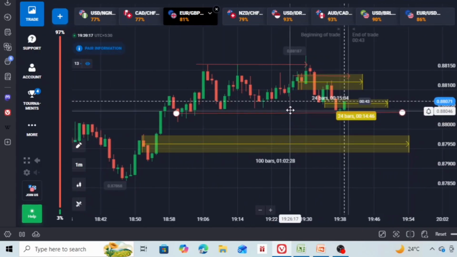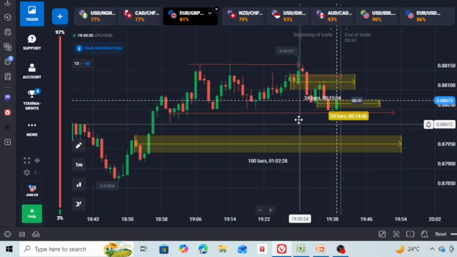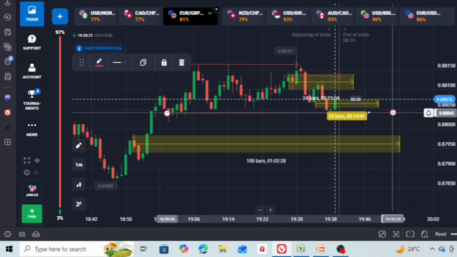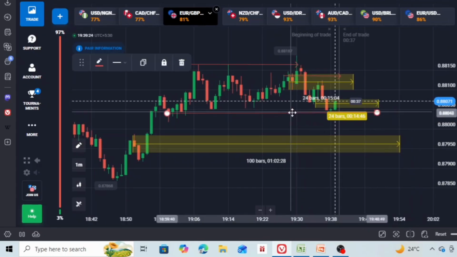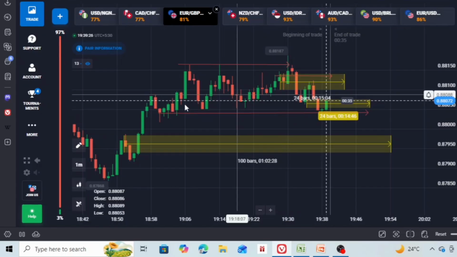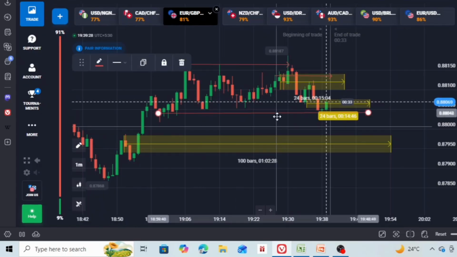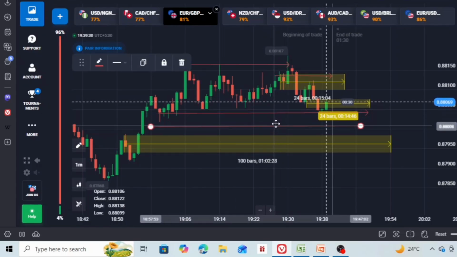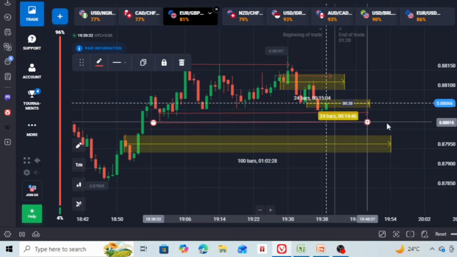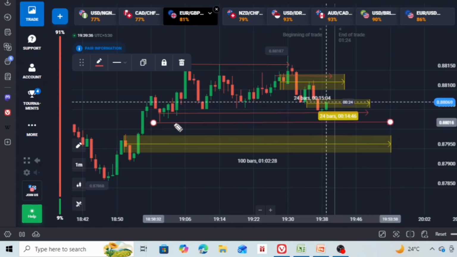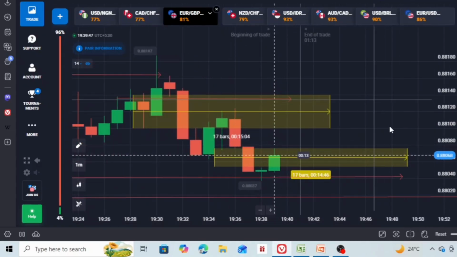Why is it not moving? This is the liquidity area. This is the liquidity level, and this is the support level, so this can be the trap.